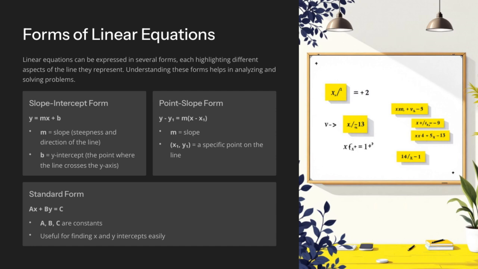Then there's the slope-intercept form, which is y equals mx plus b. Here, b is the y-intercept, the point where the line crosses the y-axis, and m is again the slope. This form is very handy for graphing because you can directly see the slope and the y-intercept. Overall, understanding these different forms helps us analyze lines more effectively and choose the best approach depending on the problem we're solving.